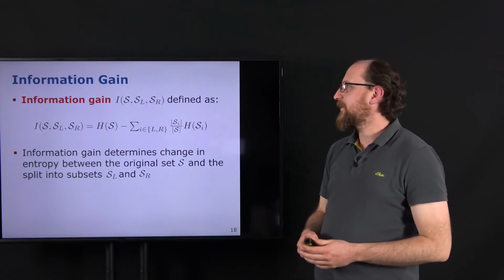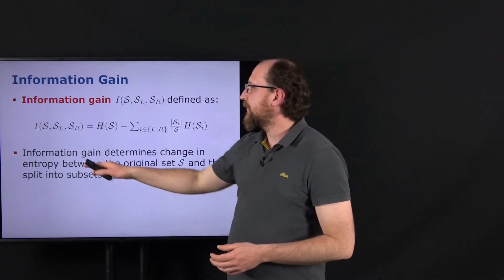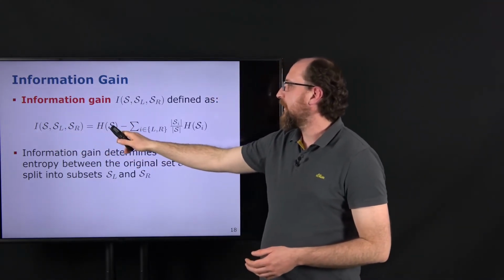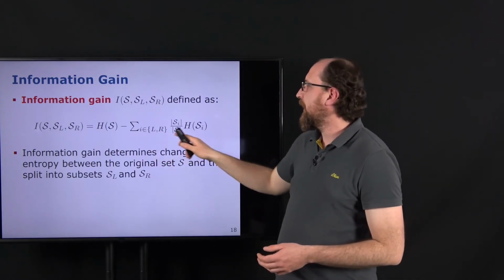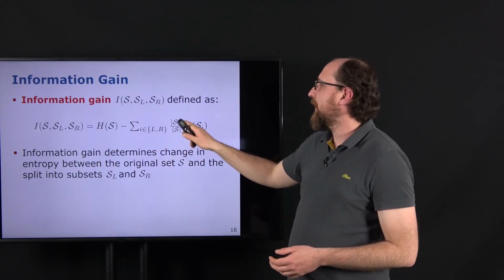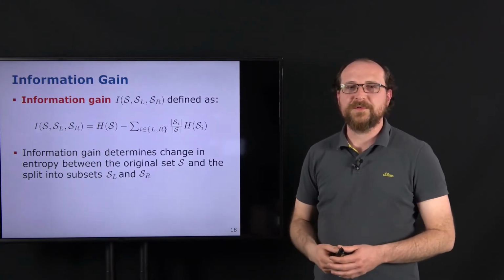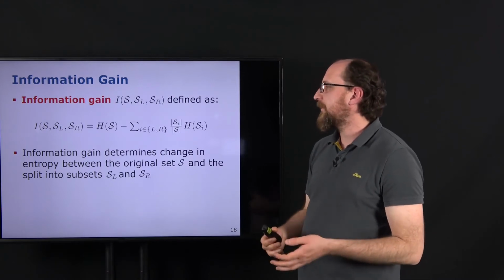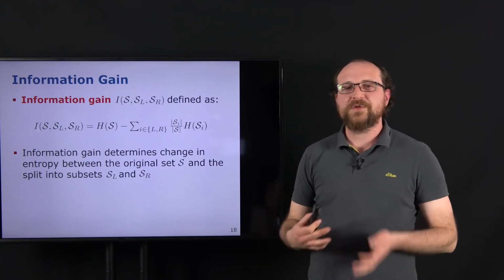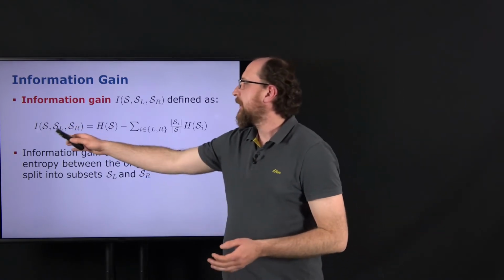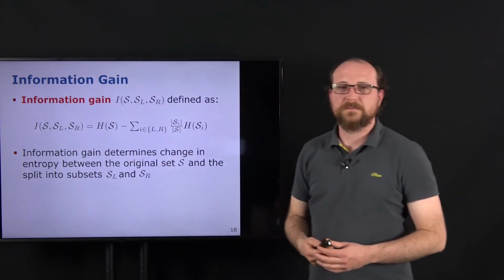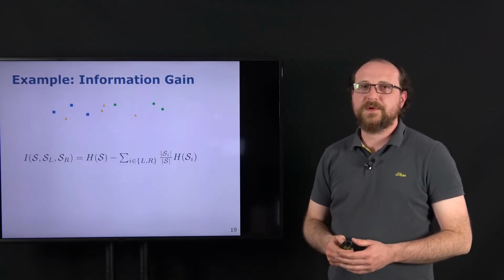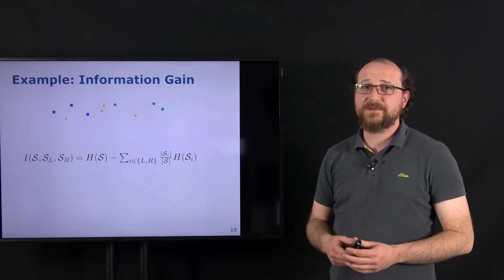And the information gain is then defined over the sets S, S_L, and S_R, such that we have the entropy of the whole set, and then subtract the entropy of the subsets, scaled by the number of items in the subsets. The information gain determines how the entropy changes between the original set S and the subsets S_L and S_R. And with this we can now determine split functions that maximize the information gain.